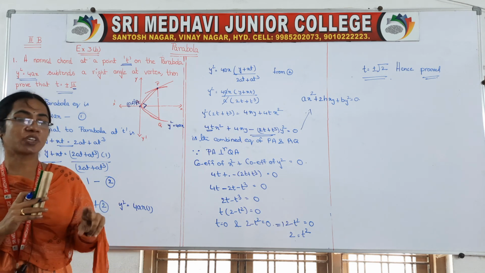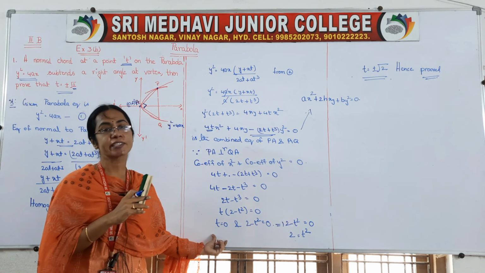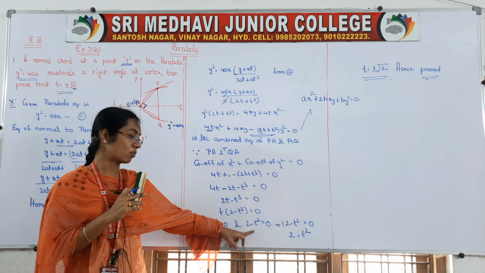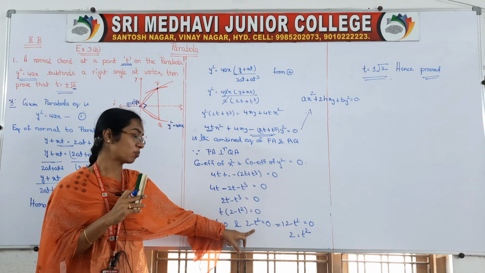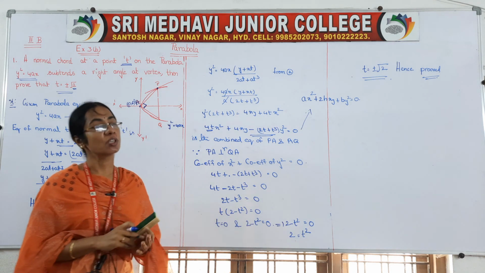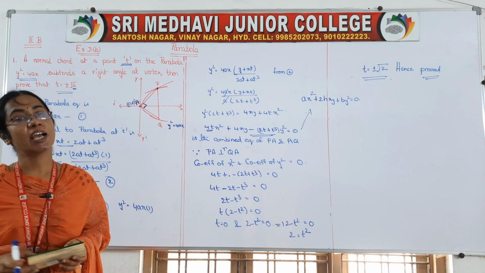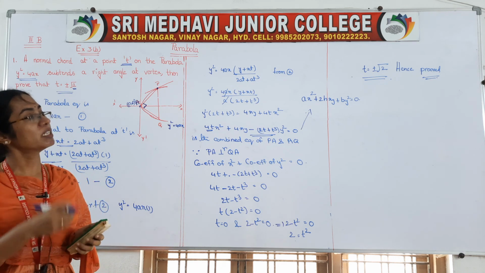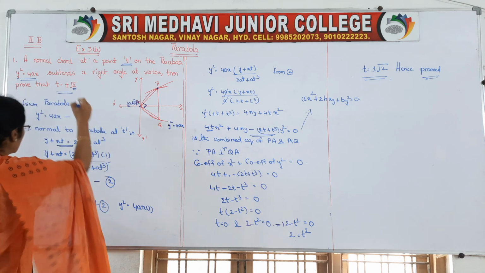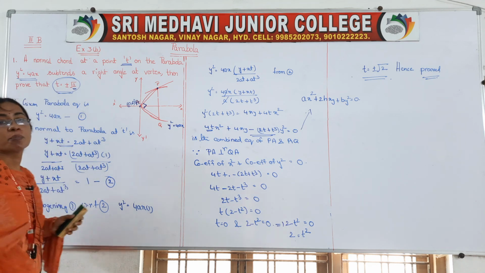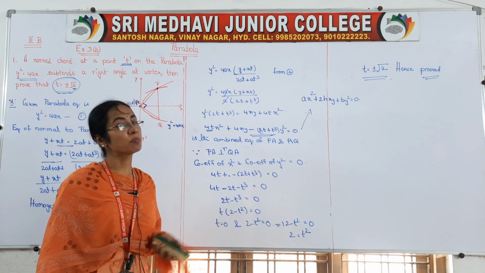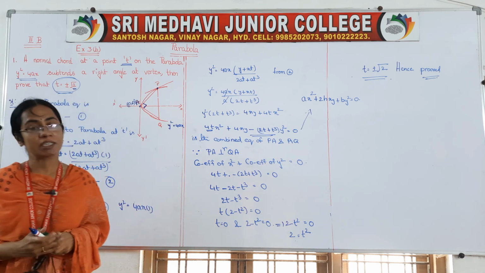Two equations we got, but we can't go for this t is equal to 0. We can go for the second equation, 2 minus t square is equal to 0. With that you will get your t value. t is nothing but plus or minus root 2. That is what we have to prove in the problem. Okay, so it is a show that problem, that's why you have to write hence proved.